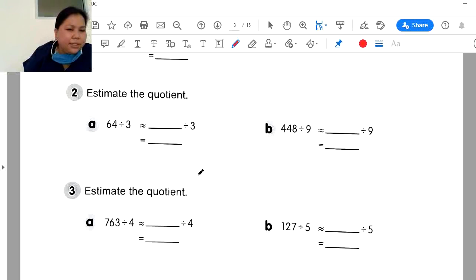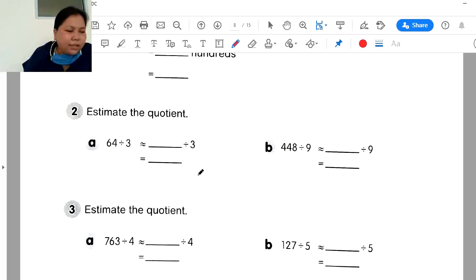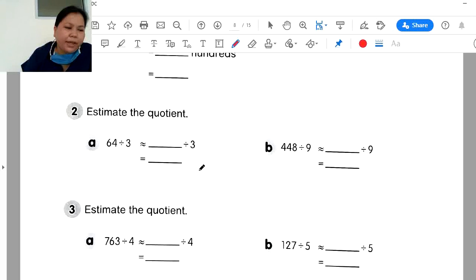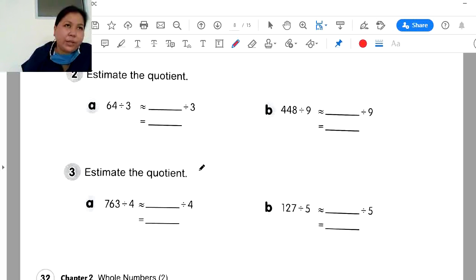And this is the complicated one, number 2. In number 2, we have to estimate first to get the quotient. Okay, so 84 divided by 3, actually it cannot, because it has a remainder. That's why we have to estimate to make it easier to count. So let's see the multiplication here. This is 3, right?